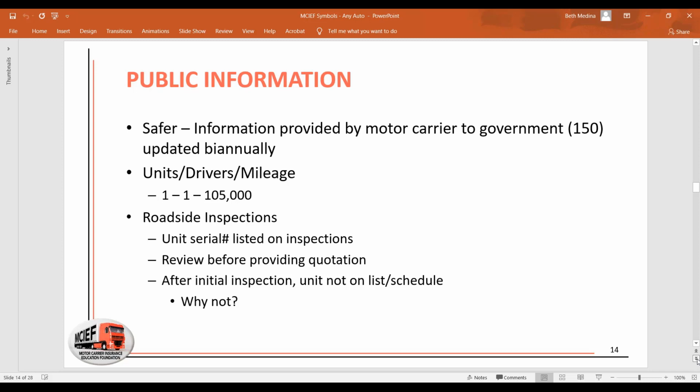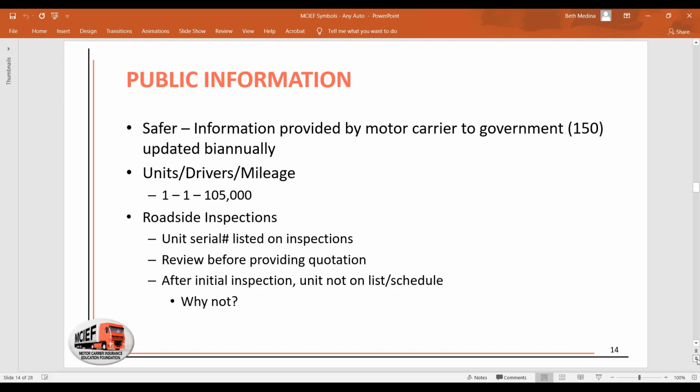But our whole premium is based on usage, meaning that the exposure is the usage, and the more miles per vehicle, the more exposure. The roadside inspections that are done, as we look into the Safer and look into the analysis and insurance part of the Safer report, the CSA information for most of y'all who are used to that, it shows the unit and the serial number listed on the inspection.